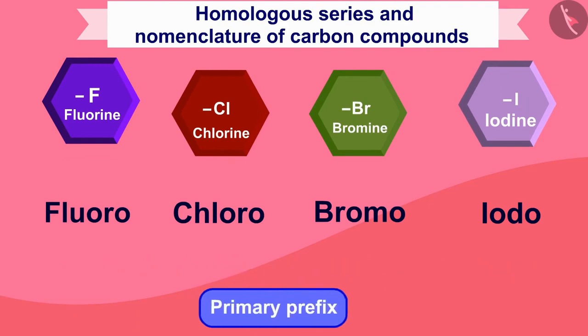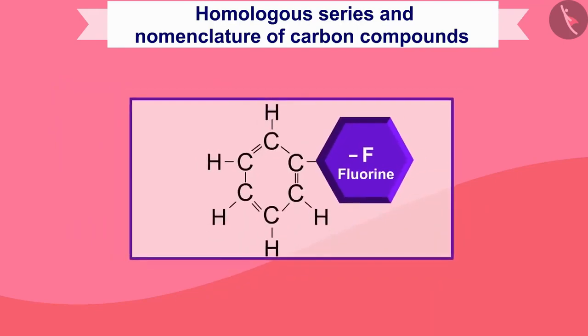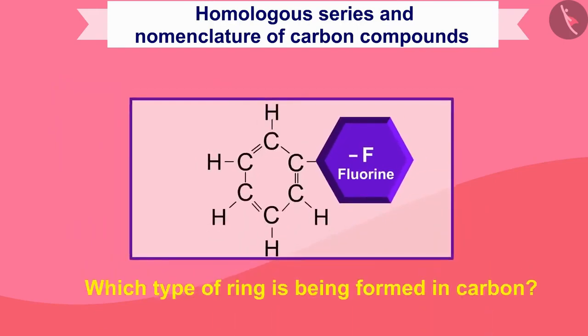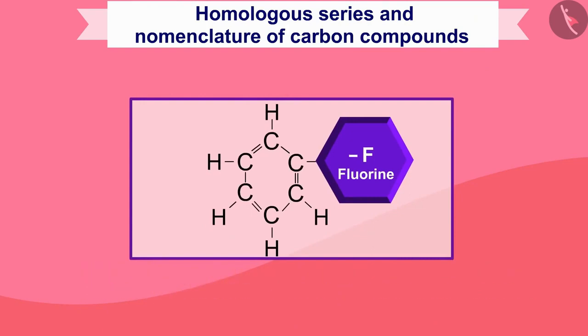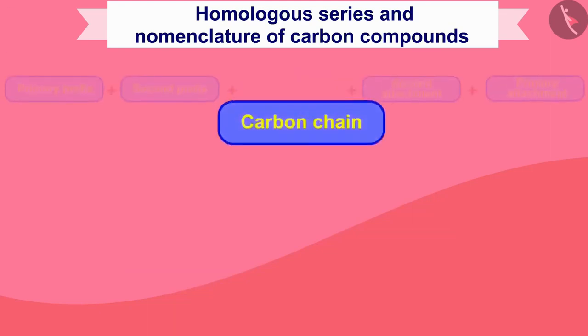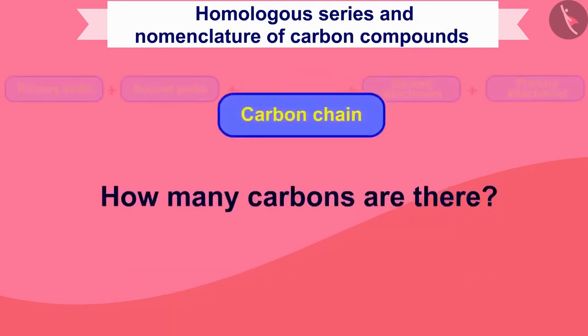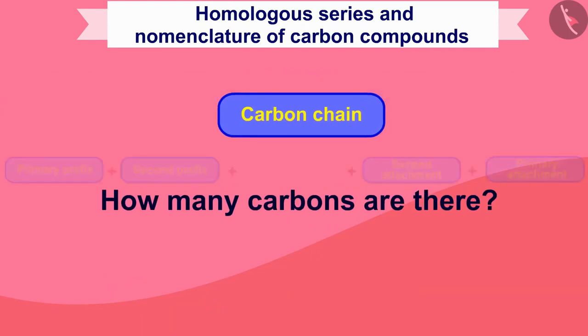After this, will you see which type of ring is being formed in carbon? You can easily see this. That is, the chain of carbon is straight or forming a ring. If the ring is formed, then you will use the word cyclo. Then you will come to the main carbon chain. How many carbons are there?